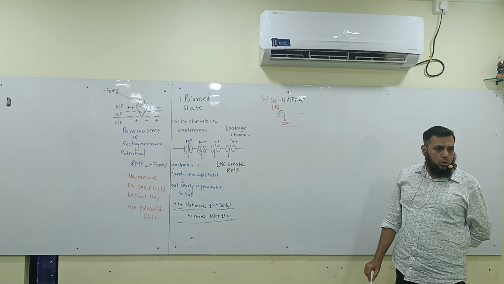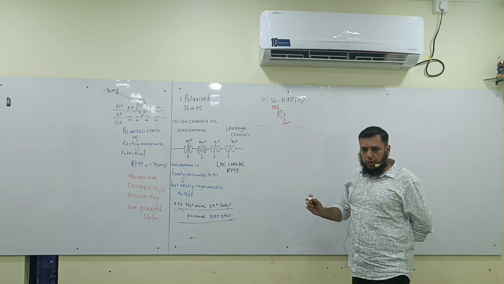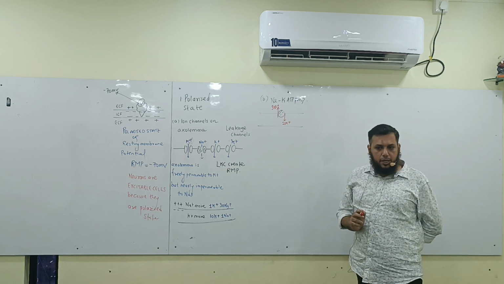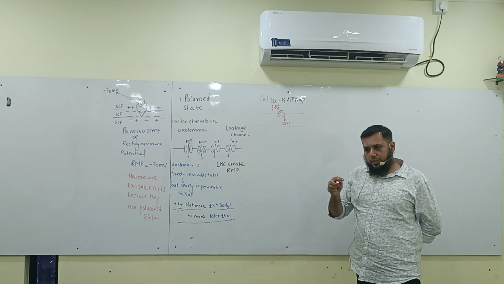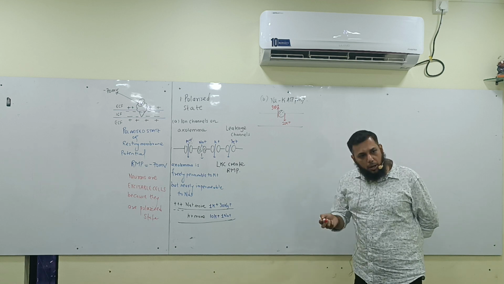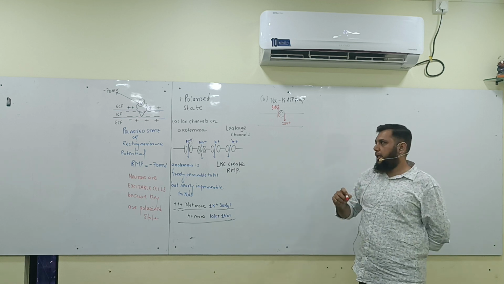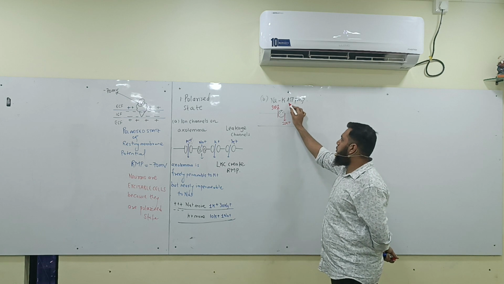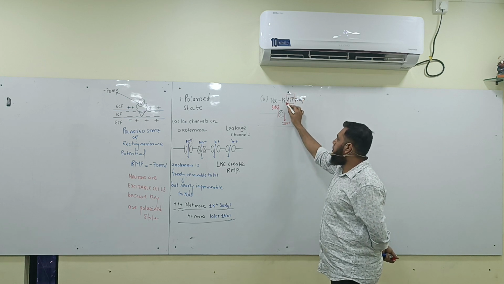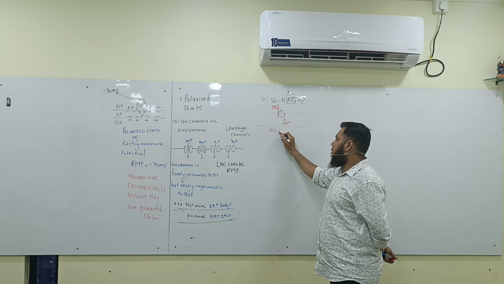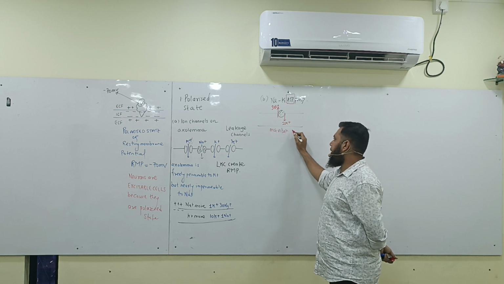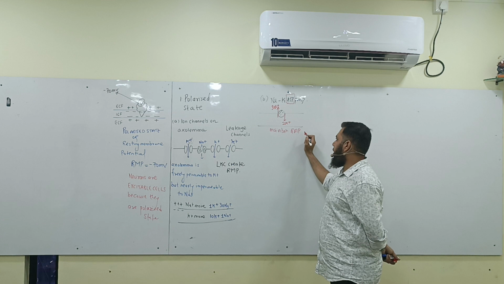So my question is, this pump is working along the gradient or against the gradient? What was the gradient? Sodium should have come inside, potassium should have gone out. This does the opposite: it sends sodium further out and takes potassium further inside. So that is why it is using ATP, because it is working against the gradient in order to maintain the resting membrane potential.